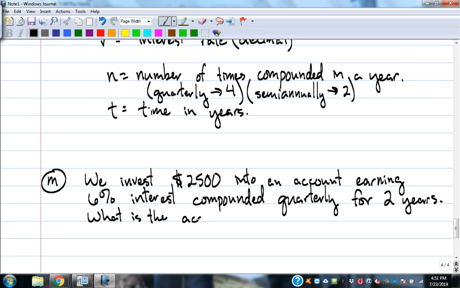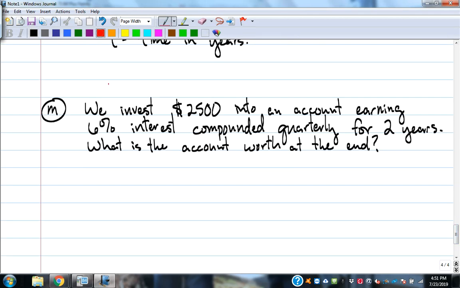The account worth at the end. So that's what I'm trying to do, is figure out what this account is worth that earns 6% interest compounded quarterly for 2 years. So all of this information is the stuff that I need for my equation. P parentheses 1 plus R over N to the NT.